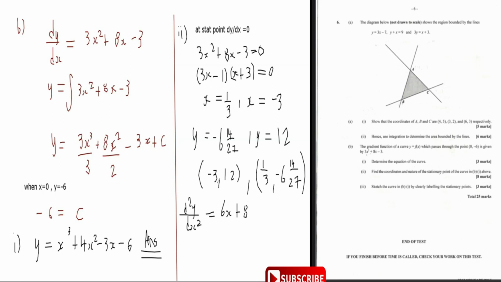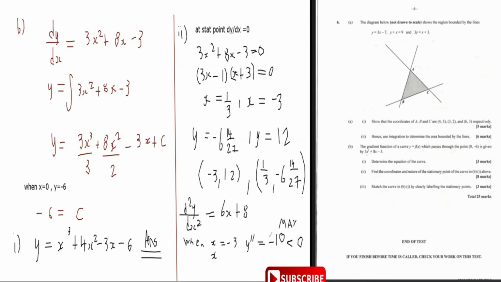All right. And now you need the second derivative when x is minus 3. So when x is equal to minus 3, the second derivative, y double prime, is equal to 6 times minus 3 plus 8. That's negative 10. Since it's negative 10, this is less than 0, and so when x is minus 3, that's a maximum point. This is a max point.